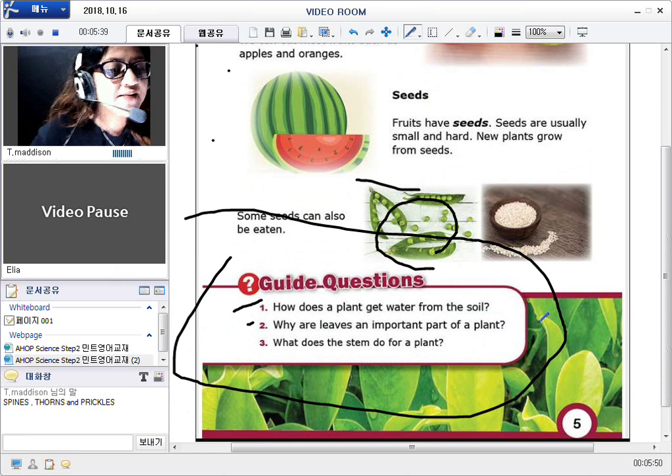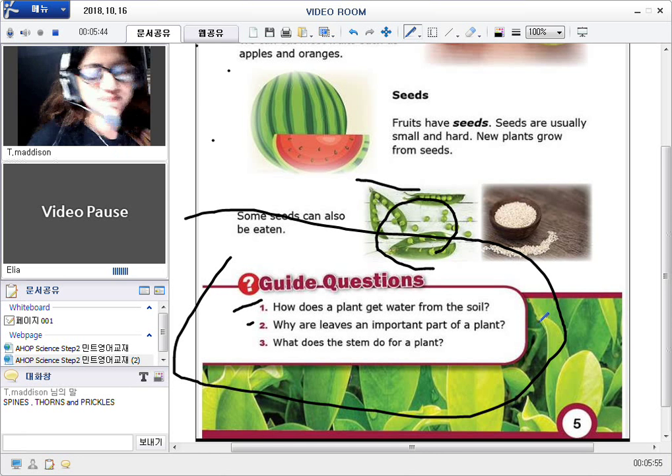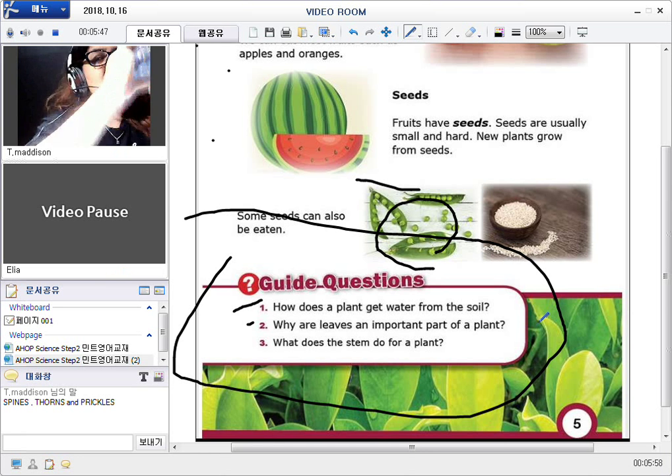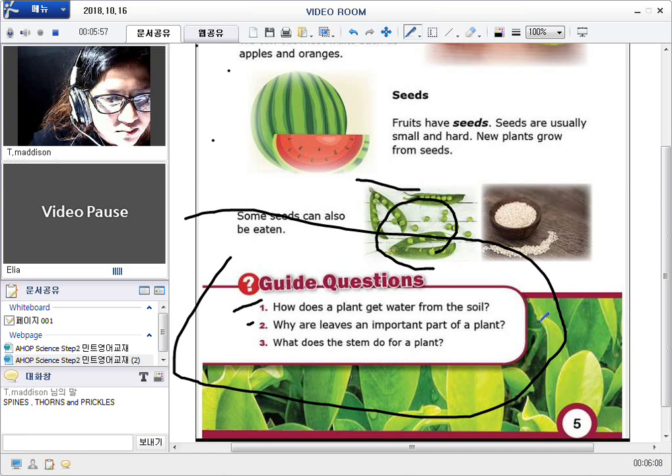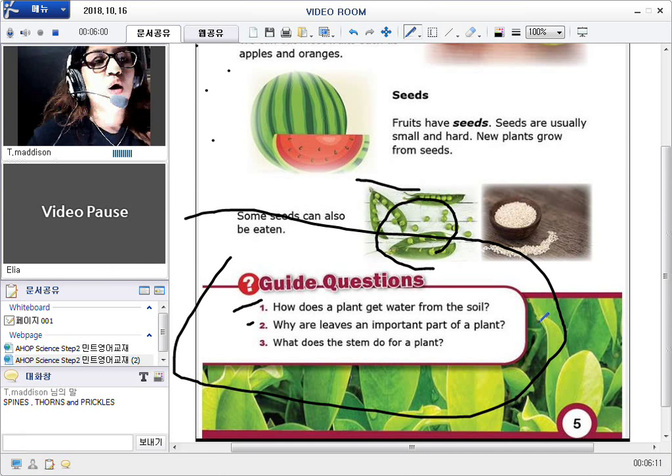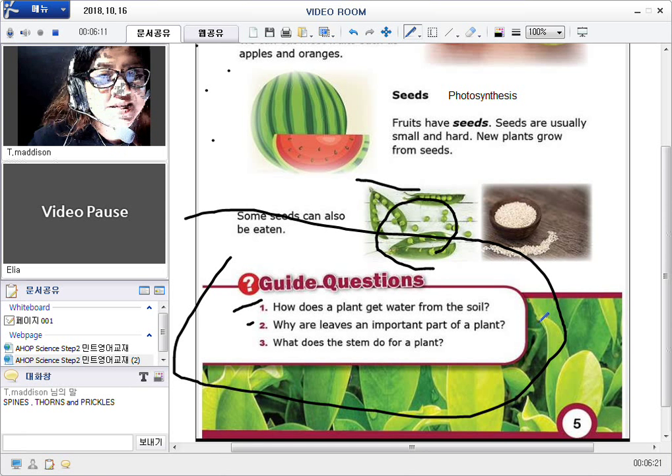Why are leaves an important part of a plant? Because leaves can get sunlight. Sun is really important for plants. That's why leaves are an important part of a plant. Exactly. Which brings us to the word photosynthesis. Photosynthesis. Have you heard of this word before?